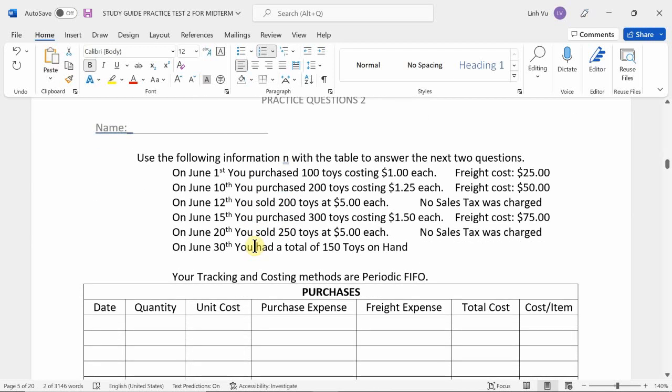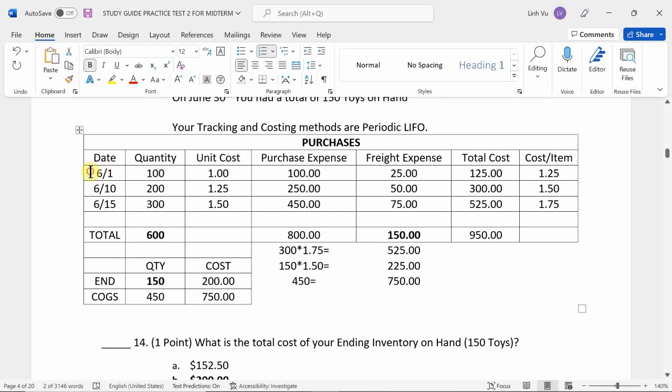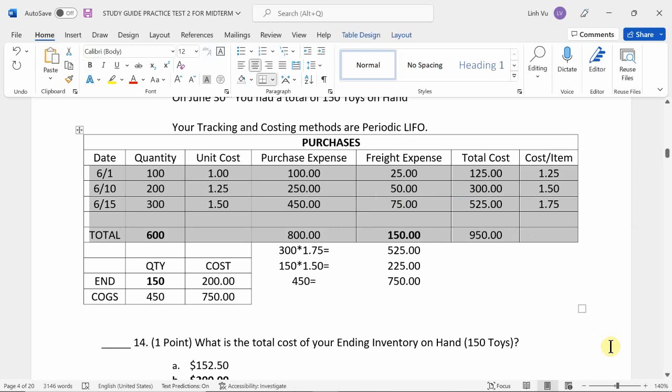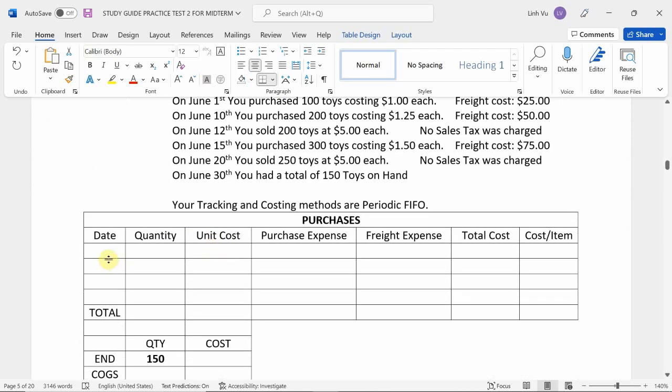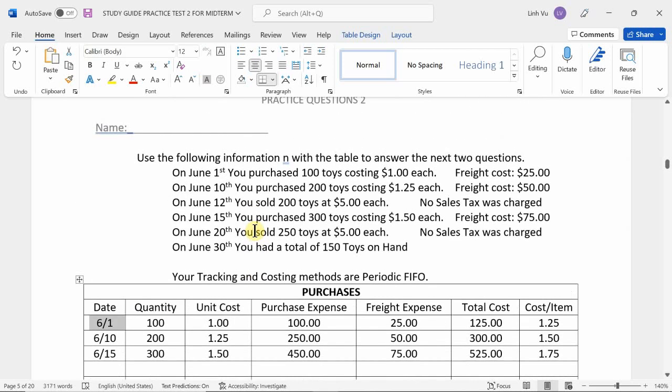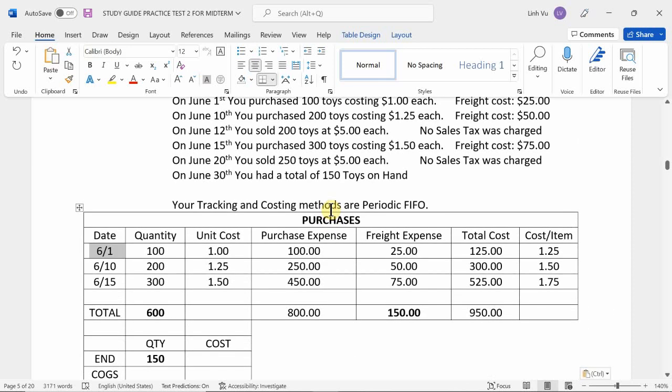So here's another example. Your tracking and your costing method is periodic FIFO this time. It's the same exact scenario, so I'm going to copy and paste from here, so you don't have to do extra work. You purchase 100 units at $1 with a freight of 25. And then on June 10, you purchase 200 units at $1.25 with a freight of 50. So all of those are the same.